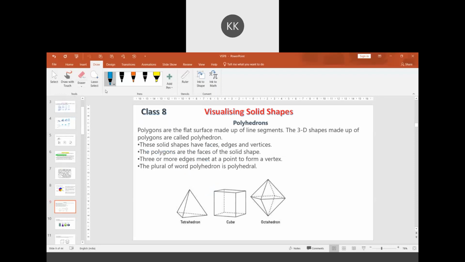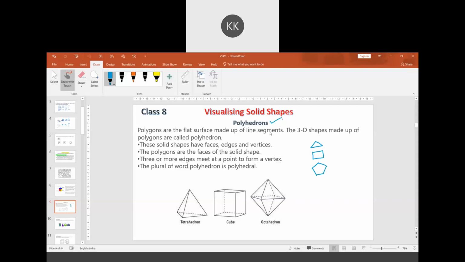There is a new concept for you. It's called a polyhedron. We have learned polygon, isn't it? A polygon means a plane figure, 2D, having many sides. If I consider a simple polygon, it's a triangle. Triangle is the smallest polygon. The next polygon is a quadrilateral. The next polygon is called a pentagon. Then hexagon. These are all polygons.